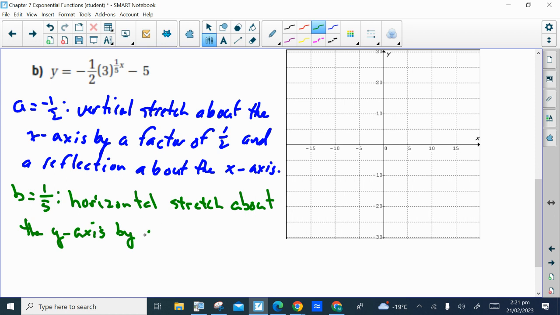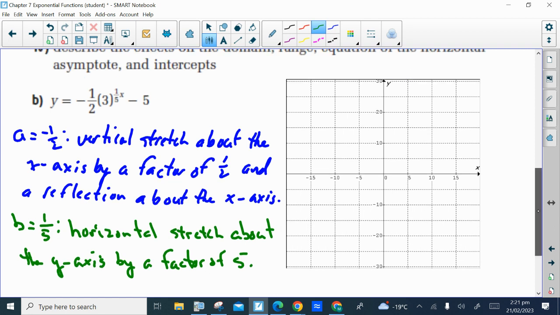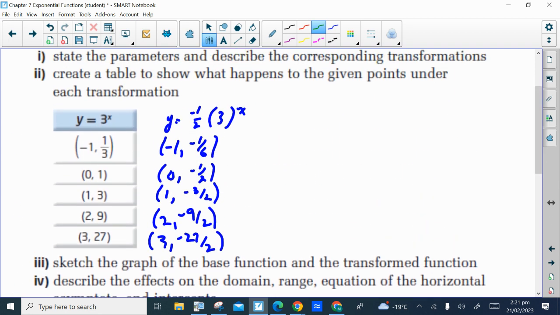And you also have to remember that the stretch factor is the reciprocal of b. This would be a horizontal stretch by a factor of 5, the reciprocal of 1/5. Which means now all the x values will be multiplied by 5. So that's our next step. For y equals negative 1/2 times 3 to the power 1/5 x, as we said, that's a horizontal stretch by a factor of 5. All the x values will be multiplied by 5.